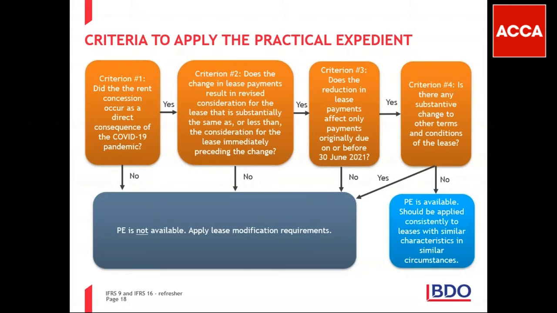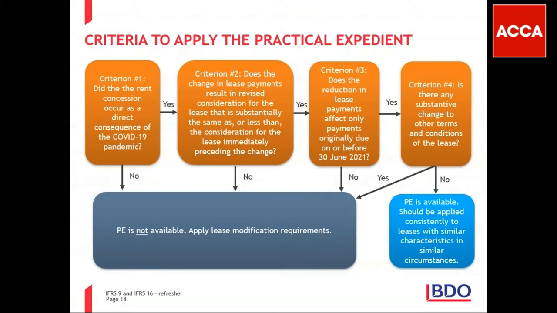The second criterion requires that the rent concession must result in the revised consideration that is substantially the same or less than the original consideration agreed in the lease contract. Now, additional judgment may be required if the rent concession results in an increase in the nominal cash flows of the lease. For example, where both parties have agreed to defer the payment for the next 3 months, which was amounting to, let's say, 100 dirhams per month, and they also agreed to increase the cash flows for these deferred payments to 105 dirhams per month in order to compensate the lessor for the time value of money.